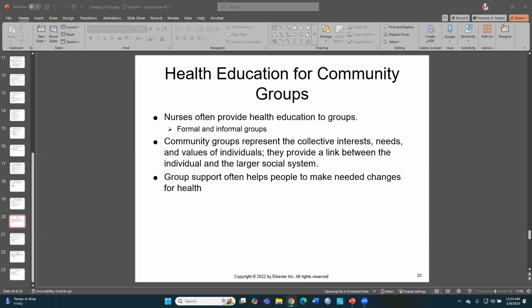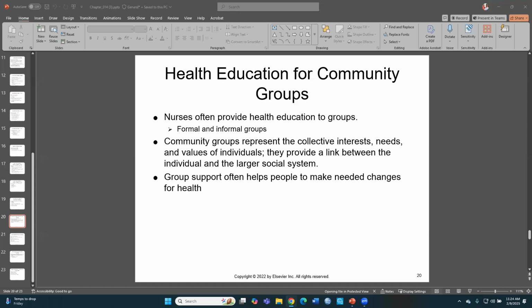We look at health education for community groups. Community groups represent the collective interest, needs, and values of individuals. They also provide a link between the individual and the larger social system. And so we often provide health education to groups, whether they're formal or informal. Formal groups have a pretty defined membership. They have a specific purpose.